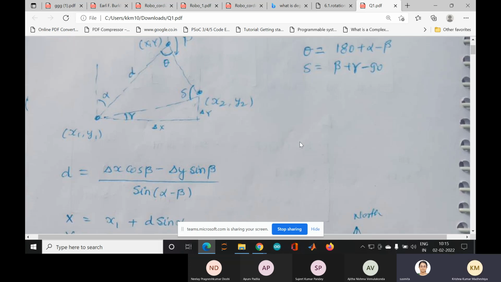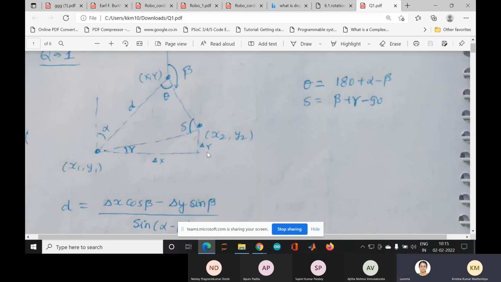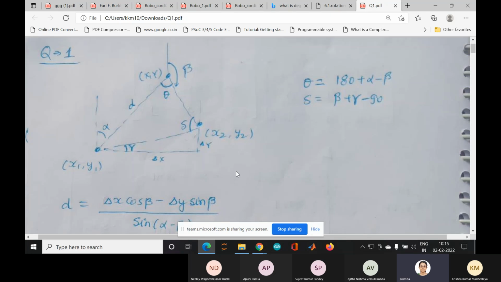How did you get D? Ma'am, that was too lengthy, and this triangle is there. Then also you should write it down. What do you mean by too lengthy? You got time. It's not that you have been asked to do it in 5 minutes.